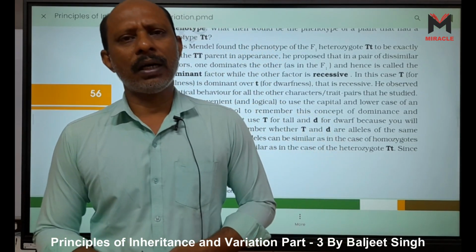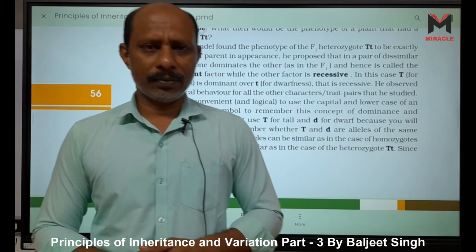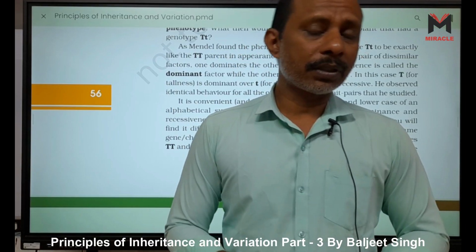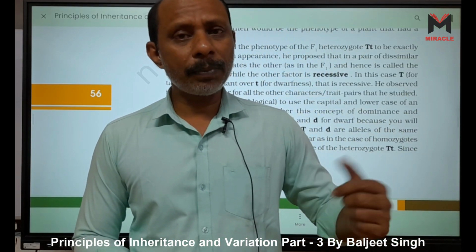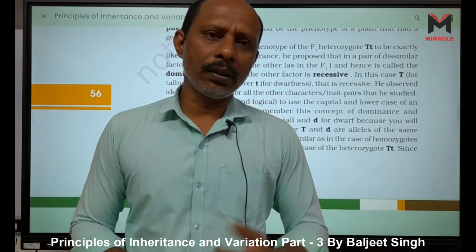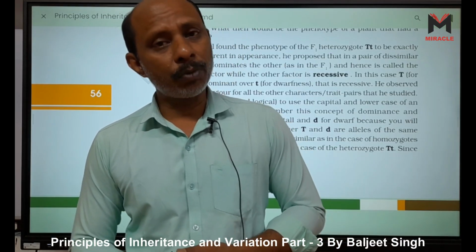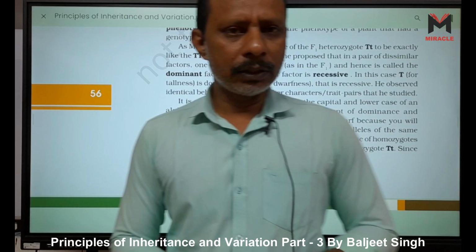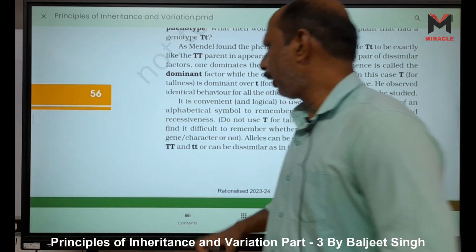It is also used by Hardy-Weinberg in case of population, right? In case of population, Hardy-Weinberg: P square plus 2PQ plus Q square is equal to 1, the Hardy-Weinberg equation. In another chapter, we will read this one. So here we read this one line by line.